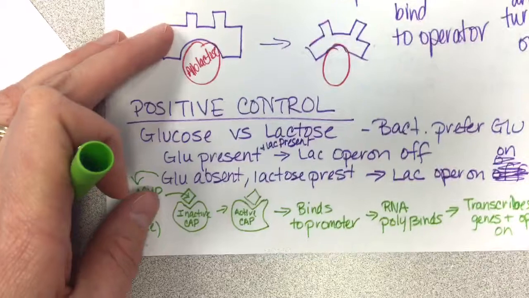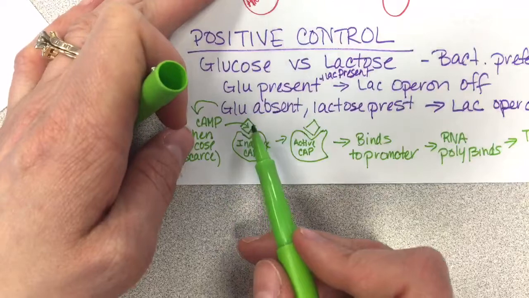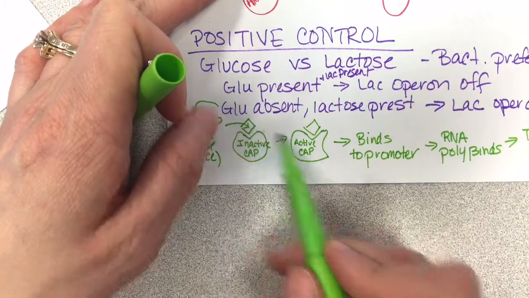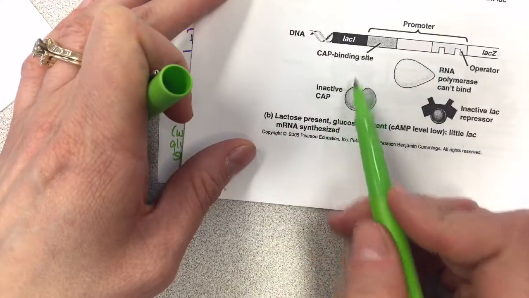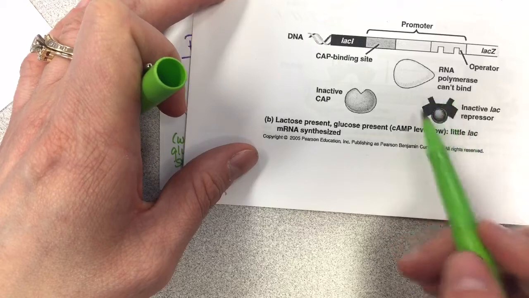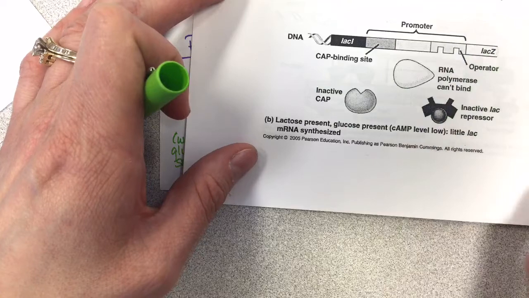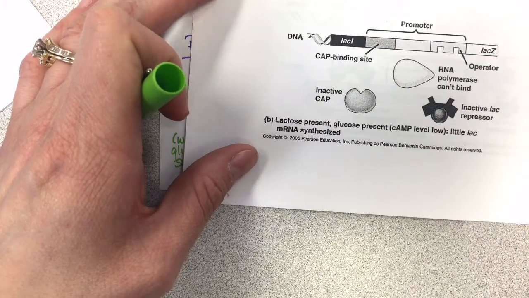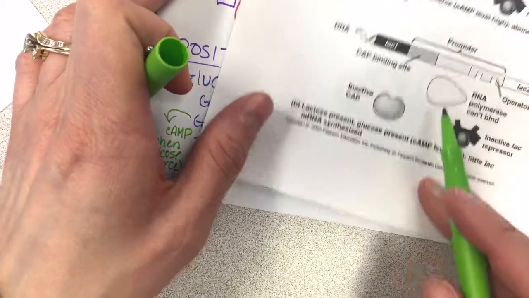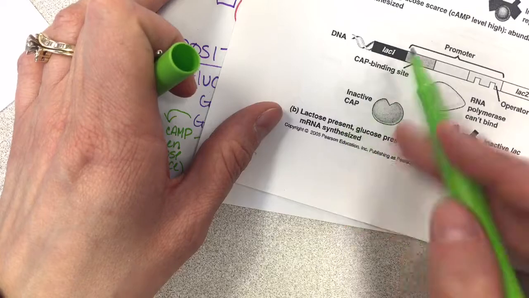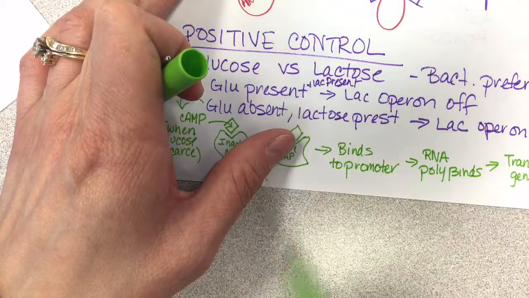If, for instance, glucose is present and lactose is present, then you're not going to have any cyclic AMP, and this CAP isn't going to be activated, so it's going to stay in the inactive form. So you have inactive CAP, and lactose is present, so your repressor is inactive as well, but RNA polymerase cannot bind, all right? That's when glucose is present, and therefore you're not going to make the enzymes to digest lactose because you have glucose to digest and use. And so it's not turned on.